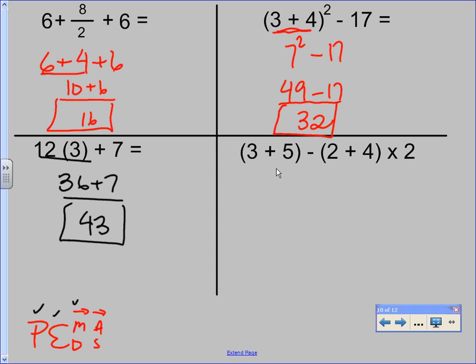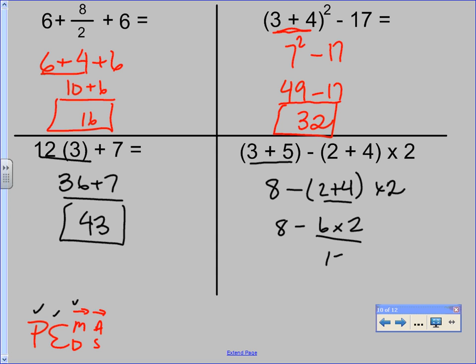Last problem I'm going to do, parentheses go in order from left to right, so I'm going to do these first. 8. I bring everything else down every step of the way. And the next parentheses here is 6. And then I do multiplication and division from left to right. So this is actually going to be 12. And then add and subtract from left to right. 8 minus 12 is actually negative 4. So this problem gives us a negative answer.